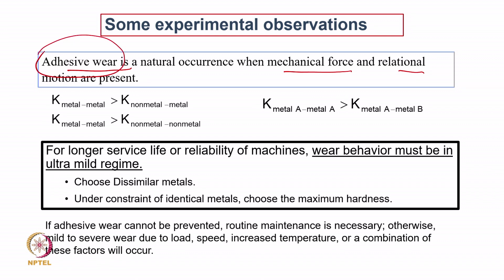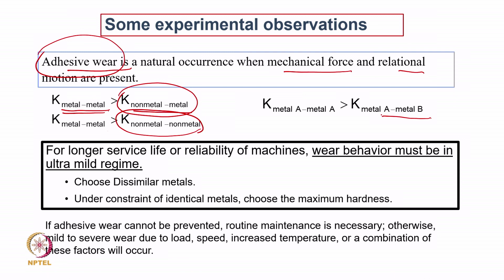That is an important aspect. What is the second take home? We say that metal to metal K will always be more compared to K for non-metal and metal. That means we should give more preference to non-metal to metal. There is also a possibility that we can give preference to non-metal also. However, as we say, we need to conduct a number of experiments to come up with the right results.